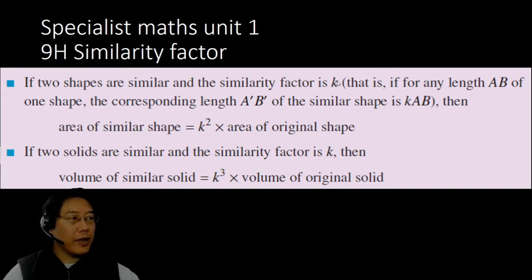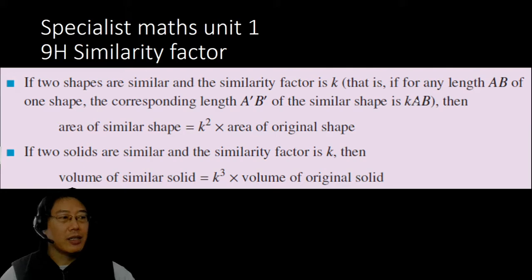The K factor: you start with a length AB from the original shape, and then you have the image shape. Then we annotate A prime, B prime. The dash tells you it's the similar shape. Then the image length will be the original length times K, so that's equal to A prime, B prime. And usually to find the K value, we do the ratio of A prime B prime of the image over AB of the original.